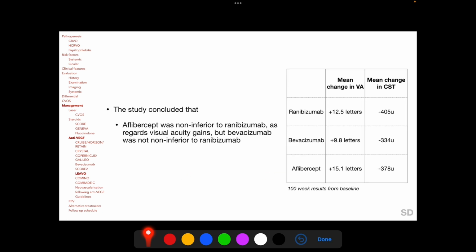and during these follow-ups the patient could receive repeat injections of their respective drugs according to pre-specified criteria. And at the end of 100 weeks from baseline, the LEAVO study concluded that aflibercept was non-inferior to ranibizumab as regards visual acuity gains, but bevacizumab was not non-inferior to ranibizumab. So the visual acuity gains with ranibizumab and aflibercept were superior to those obtained with bevacizumab.